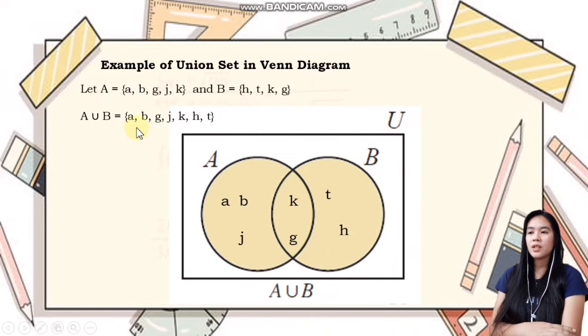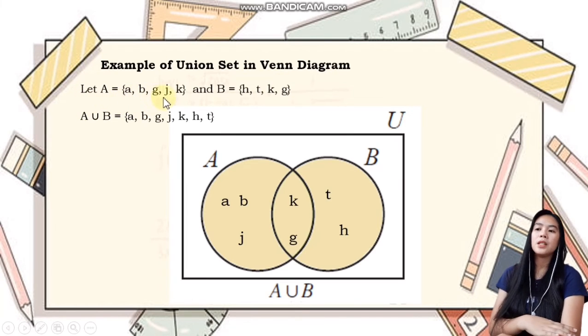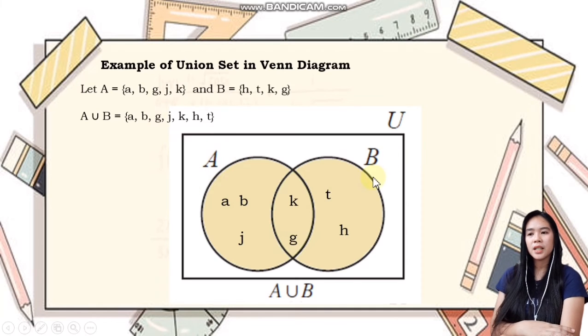And now, this is the example of union set in Venn diagram. Ito yung given natin. Let set A equal A, B, G, J, K, and set B equal H, T, K, G, which is A union B equal to A, B, G, J, K, H, T. Ito yung ating Venn diagram, A and B, kung saan nandito sa gitna ng bilog ang magkaparehong elements nila, and the rest nasa kanila na siyang set.